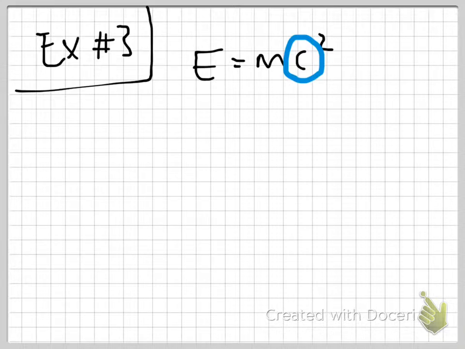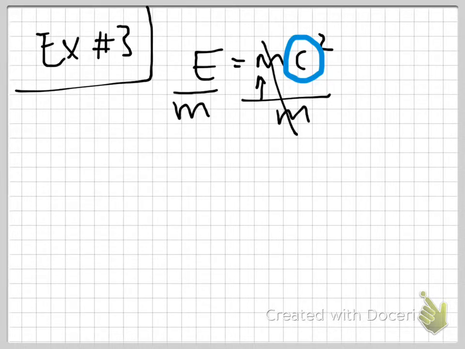Okay? So I'm again going to ask the same questions. Order of operations, we're going to start with multiplication first. And we're going to find that m is multiplied by c, so that's going to be the first one that we can move. So I'm going to divide both sides by m. M will cancel out to 1 on this side, and so I get c squared equals e divided by m. Okay, so now I have this problem with the squared. What do I do with that?